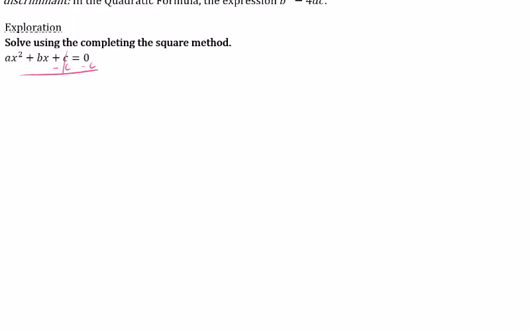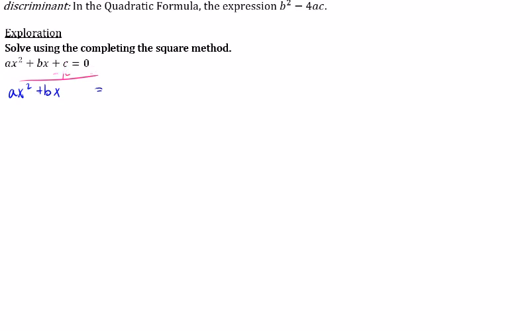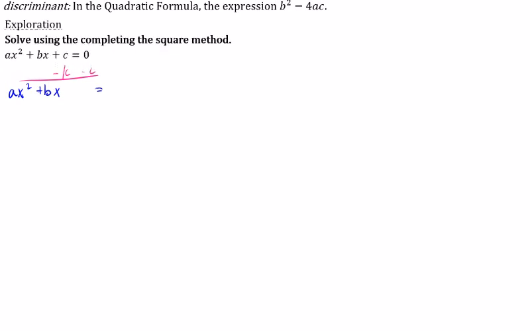All right, so then we would get ax squared plus bx. I'm going to leave room to complete the square here, just like we did. And then equals negative c, right? Okay. So then the next thing we would do is complete the square, right?